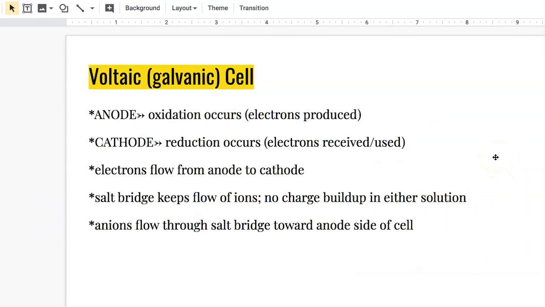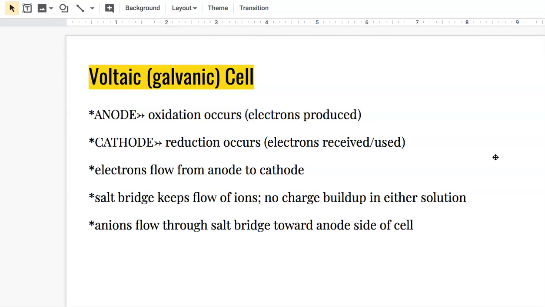Now, our primary focus here is going to be voltaic or galvanic cells. These are made of several components that we're going to list out here, but they'll be a little easier to see in a diagram in a couple of slides. We're going to have the anode, where oxidation is happening, so where we're releasing electrons. The cathode, where reduction is happening, so where we're absorbing electrons. And the electrons flow from the anode to the cathode.